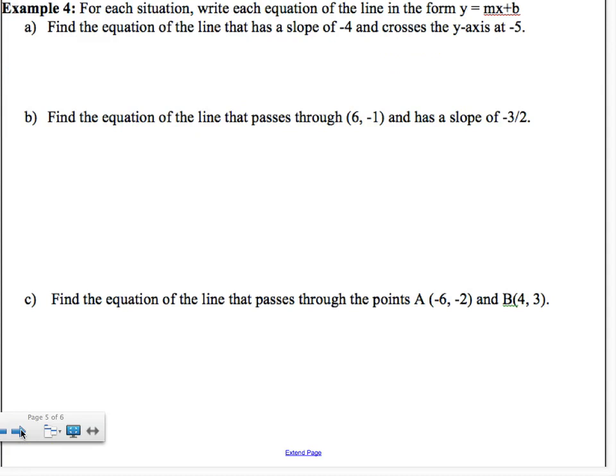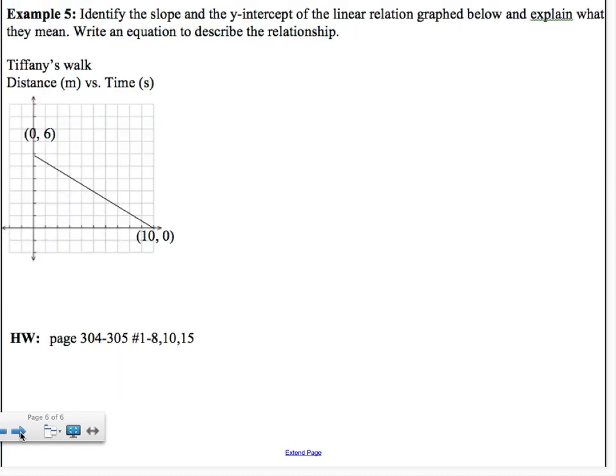Okay, so do that for homework. Oh, easy. Basically finish your sheet for homework, plus the homework questions for the test. Okay?